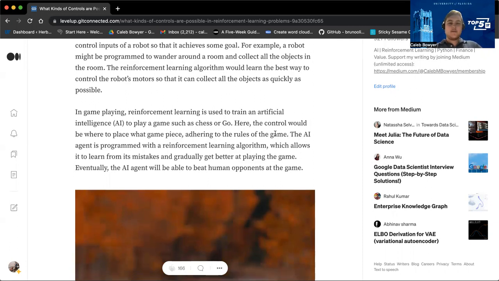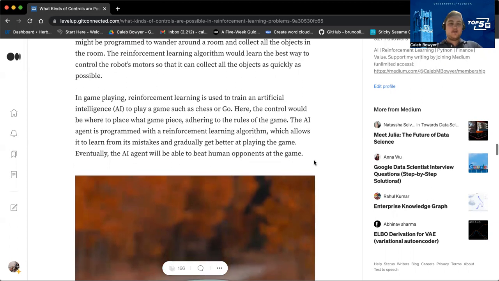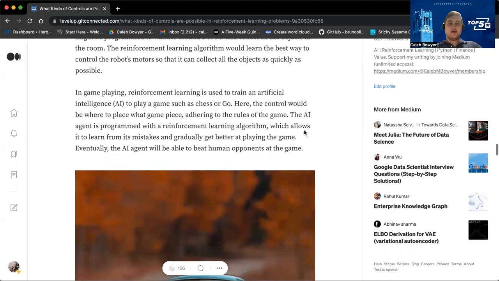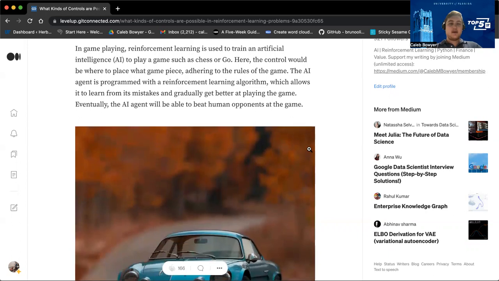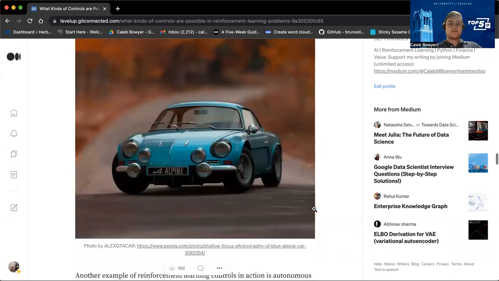In game playing, RL is used to train an artificial intelligence, or AI, to play a game such as chess or Go. Here, the control would be where to place what game piece, adhering to the rules of the game. The AI agent is programmed with an RL algorithm, which allows it to learn from its mistakes and gradually get better at playing the game. Eventually, the AI agent will be able to beat human opponents at the game.